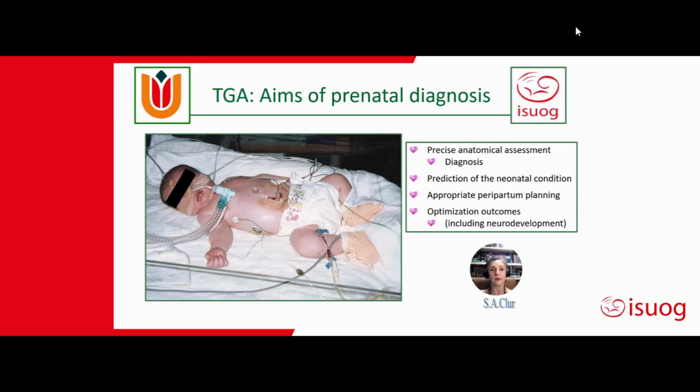Our aims of prenatal diagnosis then are to try to prevent the image that we see in this picture. A baby that presented with multi-organ failure requiring ventilation in intensive care. To do this, we need to make a precise anatomical assessment. We need to be able to predict the neonatal condition so that appropriate peripartum planning can be set in place to optimize outcomes.